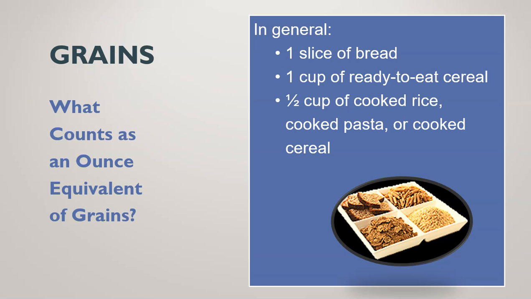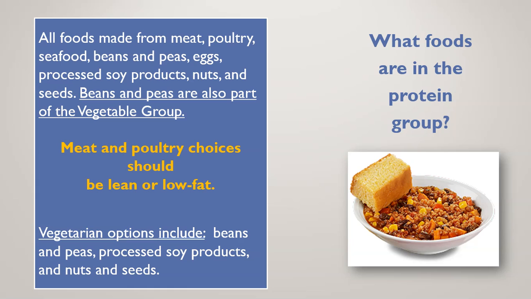Okay, so we're going to move along now to protein. This is the other item on this side of the plate. Protein and grains are both there together. So what foods are in the protein group? All foods made from meat, poultry, seafood, beans, peas, eggs, processed soy products, nuts, and seeds. And it says beans and peas are also part of the vegetable group. Okay, so a lot of different sources of protein.